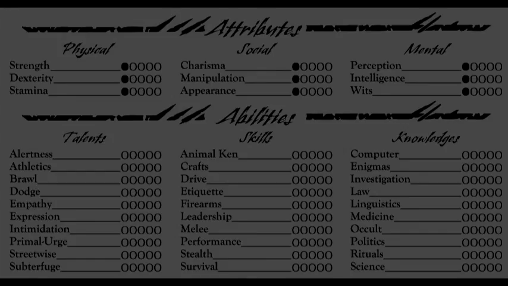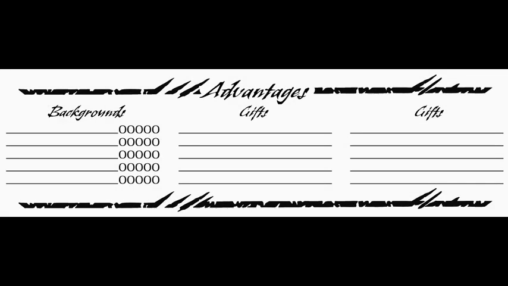And then we go to advantages, and there's backgrounds and gifts. Very simply, backgrounds are exactly like with Vampire, though there are different backgrounds. For example, the pack totem is a background. If you want a certain pack totem spirit, it will be in the backgrounds, and it will tell you how many points it costs to get this, depending on its power level, and you will have to pay that.